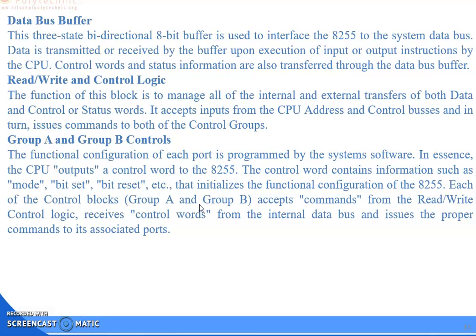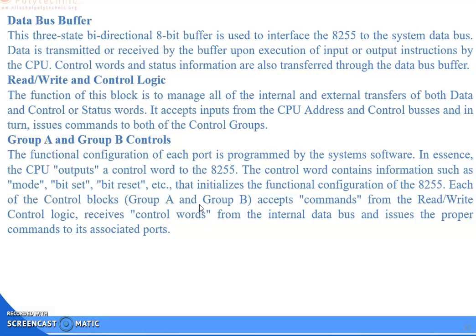Second is the read or write and control logic. The function of this block is to manage all of the internal and external transfers of both data and control or status words. It accepts the input from the CPU address and control buses, and in turn issues commands to both of the control groups, that is group A control and group B control. Next we will discuss the two types of group A and group B control.